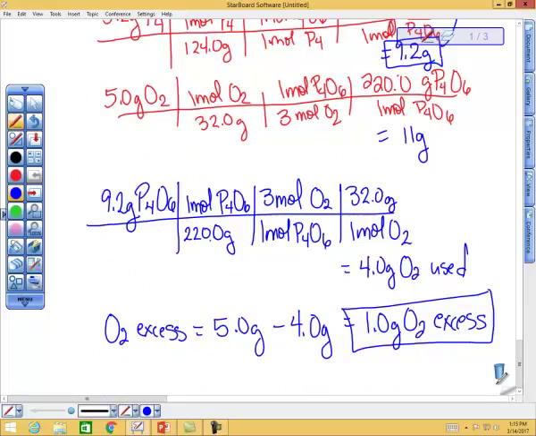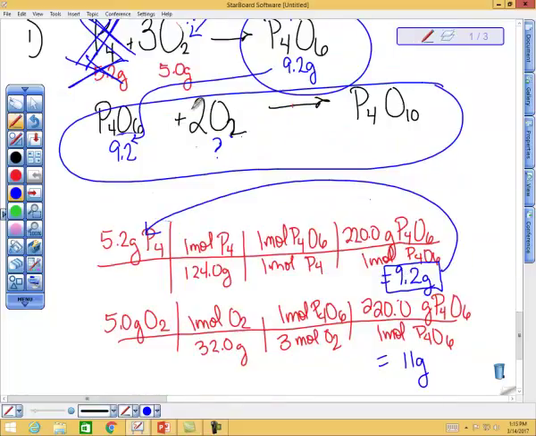Alrighty, so on the last reaction, it looks like you only used 4 grams of that oxygen, and you'll notice that that value is less than 5. Thank goodness, that's what we were hoping for. All right, so then you take the amount that was given to you, subtract the amount that was used, and you have 1 gram of oxygen in excess. So now, in the second reaction, we now know that we had 1.0 grams of oxygen left over so that we can start that second reaction.